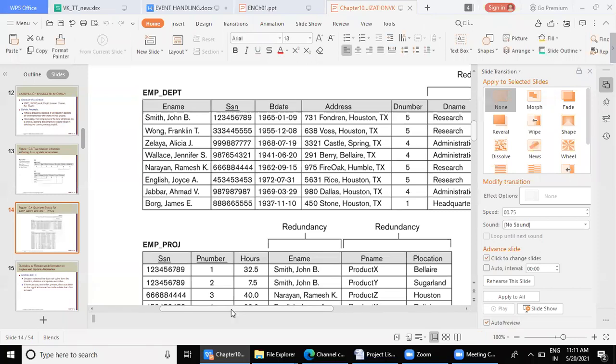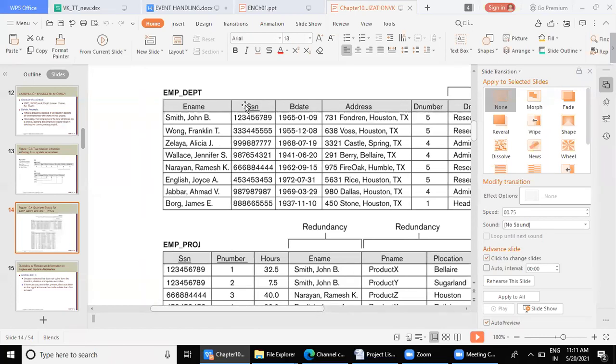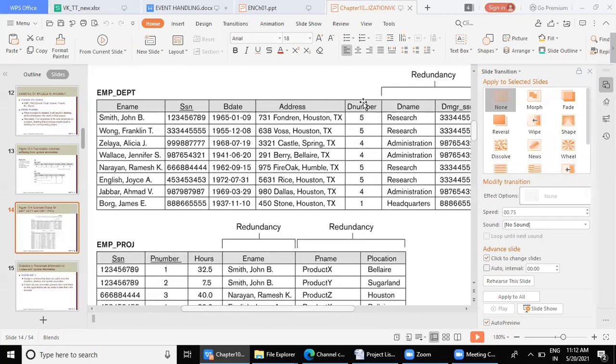Now, with your understanding, you will do a similar thing if you are told to store the details such as employee name and their SSN number, something like your Aadhaar card number. SSN means social security number, a unique number given to each employee. Then there is a birth date, then address, then you have to store department number, department name, and then department manager's SSN number. So all this information you are asked to store.